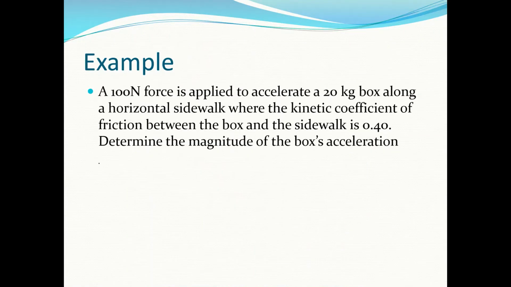So let's step it up a little bit more and use some stuff from the first half of the unit. We have a 100 newton force applied to accelerate a 20 kilogram box along a horizontal sidewalk where the kinetic coefficient of friction between the box and the sidewalk is 0.4. Determine the magnitude of the box's acceleration. So this steps up a little bit, but we still start the same way.